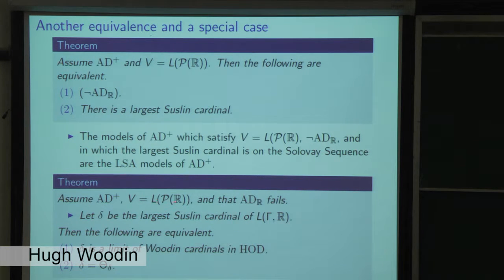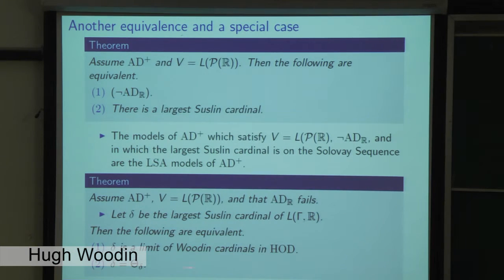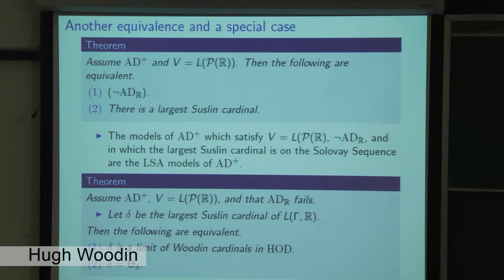So AD plus V is L of P of R. We're now in the regime where ADR fails so that we have the largest Suslin cardinal. Then the following are equivalent: one, it's a limit of Woodin cardinals in Hod, and two, it's on the Solovay sequence. If it's on the Solovay sequence, it's a limit of Woodin cardinals, because every successor theta alpha is a Woodin cardinal. And so this is just saying the only way it can be a limit of Woodin cardinals is to be on the Solovay sequence.